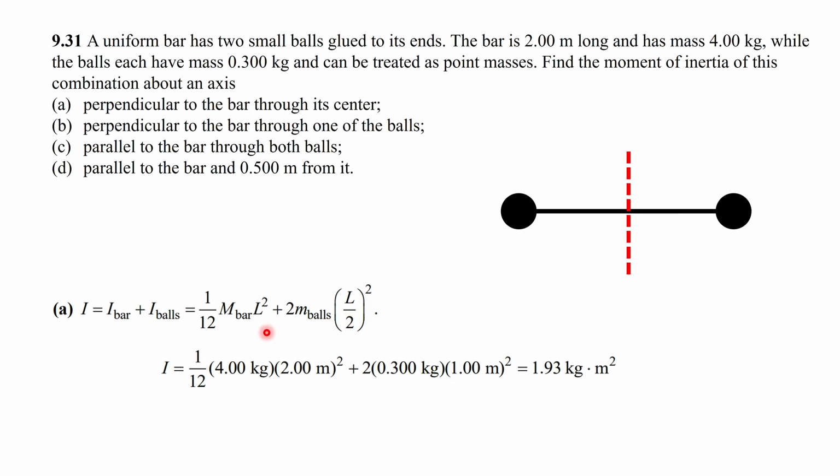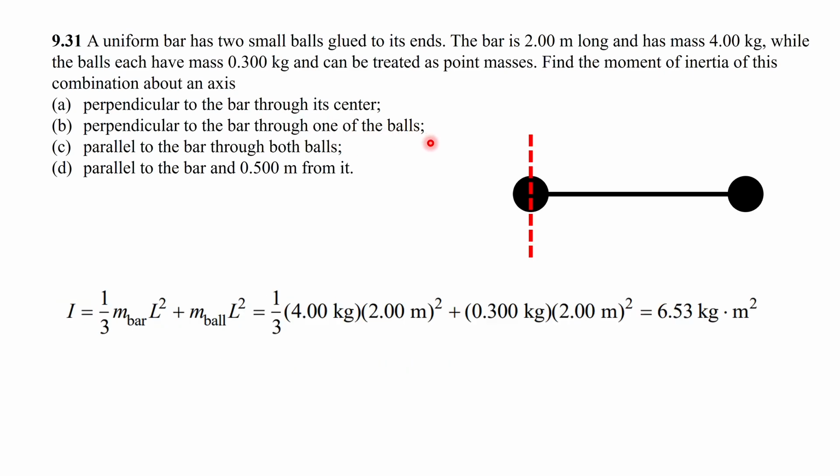Then we plug in the numbers. We know the mass of the ball, we know the length of the bar, and we know the mass. So let's plug in all the numbers, then we get the inertia. And the second part is to calculate the inertia when the axis is on one of the balls. So here, this is the axis, and the bar is spinning in this way.